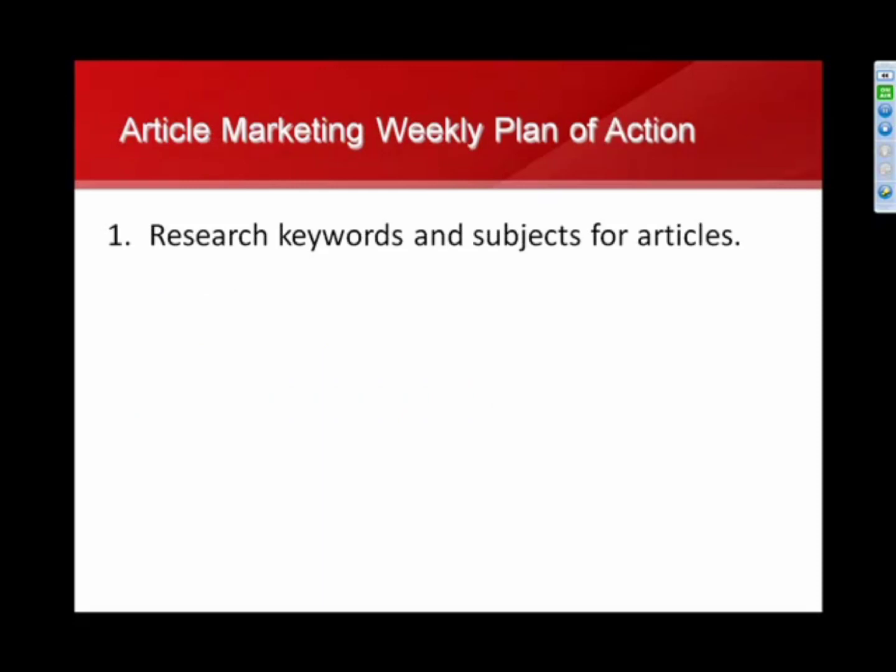And here, in closing, is a weekly article marketing plan of action. The first step is to research keywords and subjects for your articles using the keyword research that I identified at the beginning of this video. You're going to want to make a list of 25 potential article titles. The key here is, if you can do this on a weekly basis, you are going to be in great shape within your niche market, whatever niche you're in.